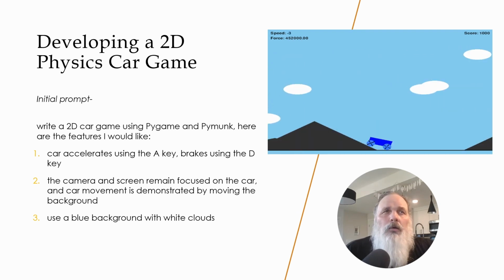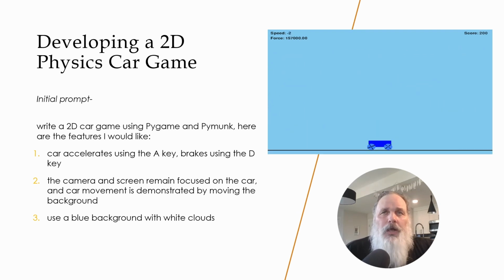In that initial prompt: write a 2D car game using Pygame and PyMunk. Here are the features I would like. Car accelerates using the A key, brakes using the D. The camera and screen remain focused on the car, and car movement is demonstrated by moving the background.